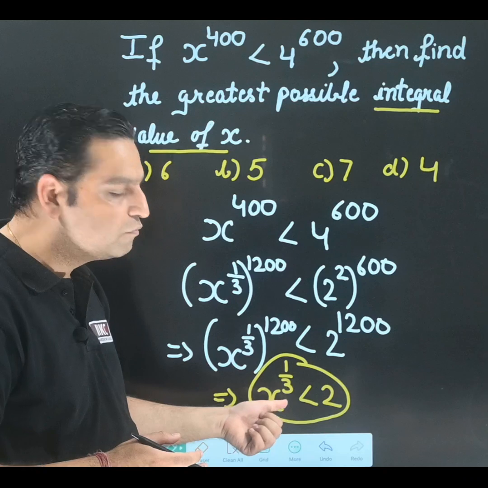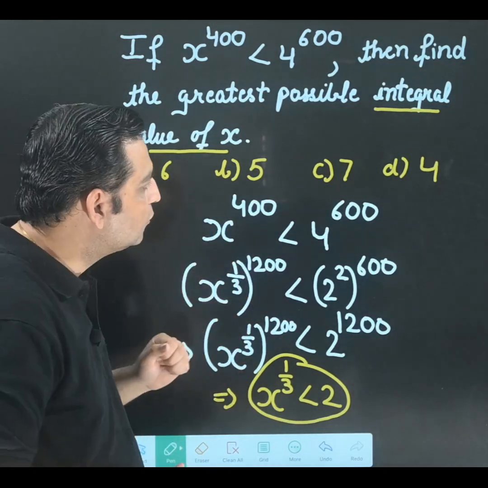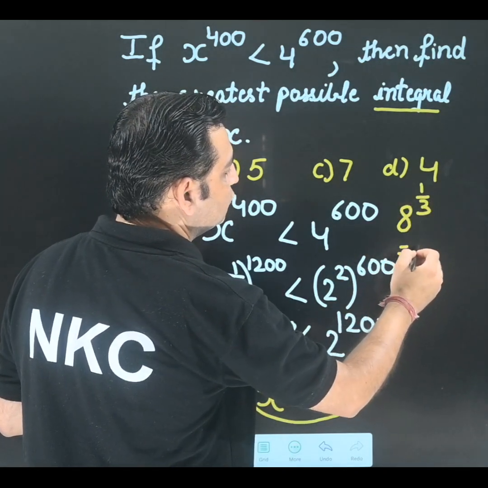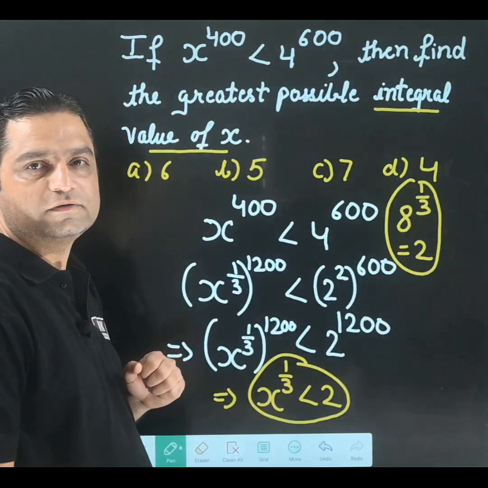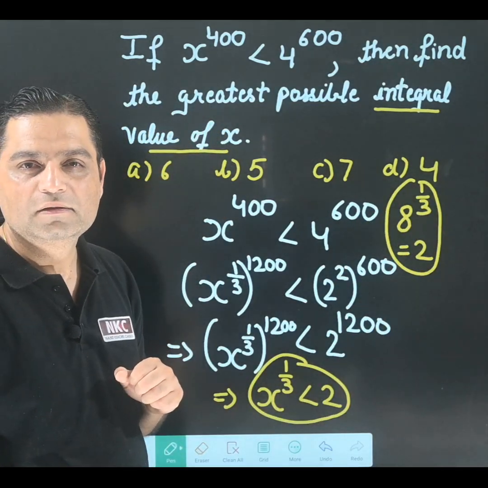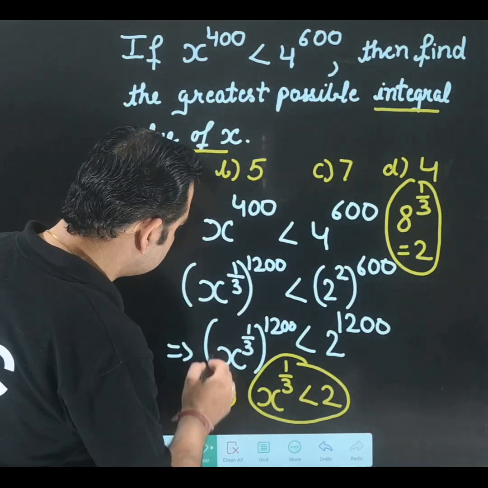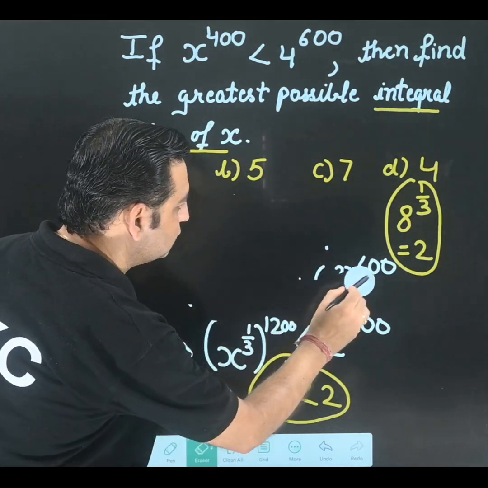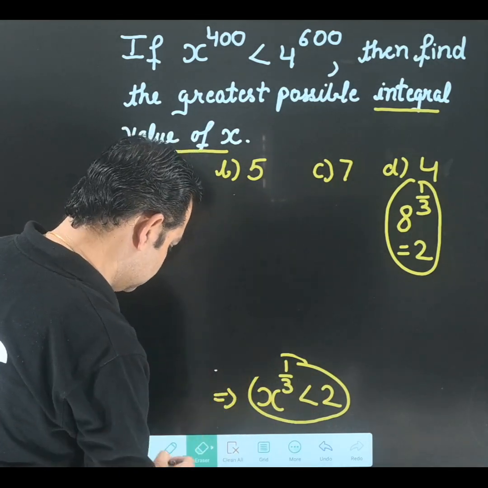Now, what is the meaning of 1 over 3? Actually, 1 over 3 means cube root. I know that 8 to the power 1 over 3 is 2. Cube root of 8 is 2, because, just a minute, I'll show you the step, because sometimes it happens that a few might not be aware how this step comes.